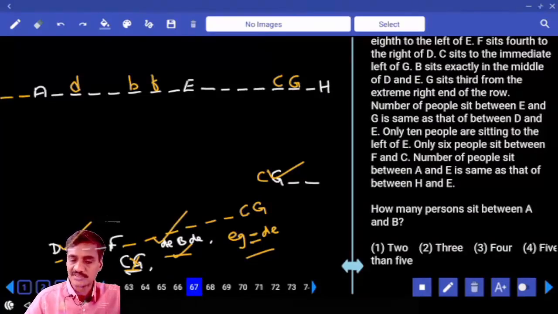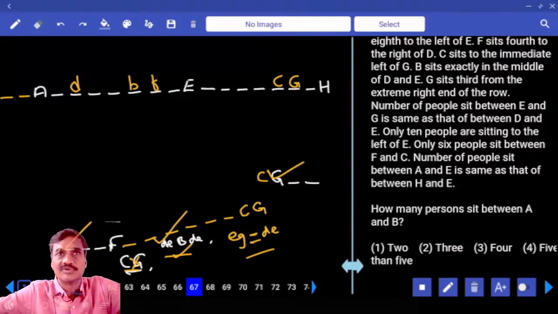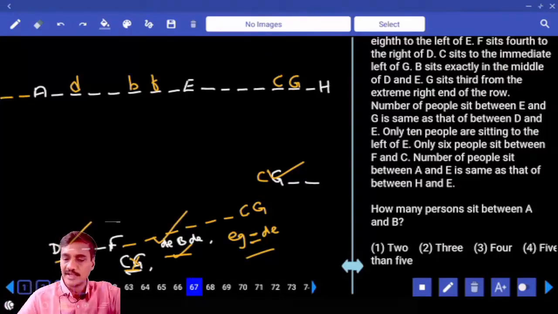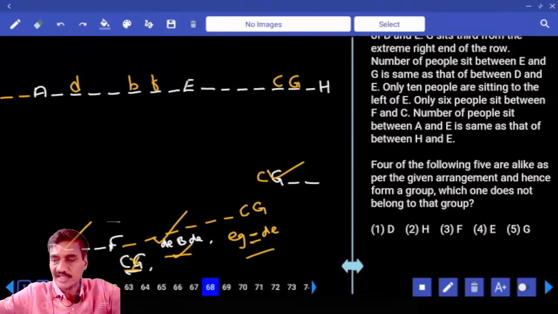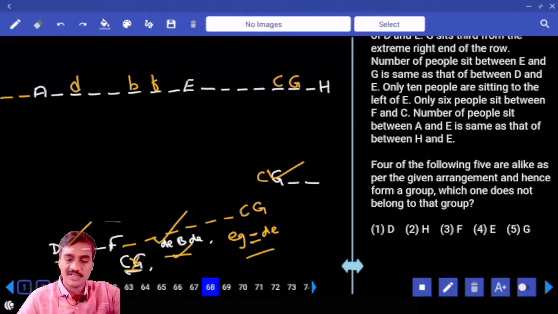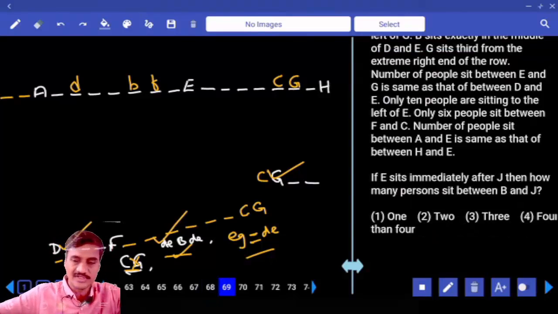Then 67, how many persons sit between A and B? A కి B కి మధ్య ఎంతమంది ఉన్నారు చెప్పండి? There are exactly 4. And 4 people, that is choice 3. Then 68, 4 out of the following: D, H, F, E and G. Except H, the remaining 4 persons are at the center of this line. H is at one of the corners. Choice 2.